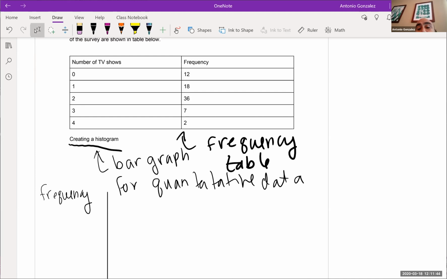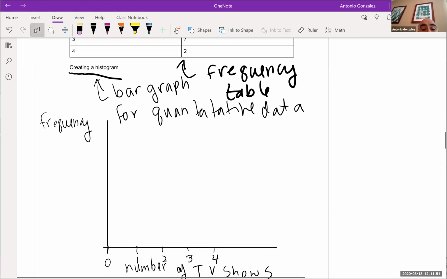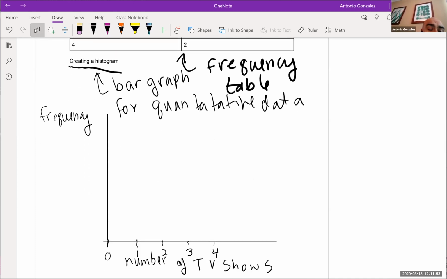Now on the vertical is going to go the frequency. So I want to give myself enough space to go up to 36. Okay, so here I think maybe the best way is to use tick marks by 5. So we'll go 5.